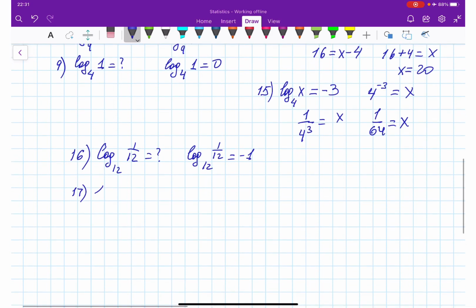17. Log 1 over 36 by base 6. So how much is it going to be equal? In this case, to get 36, I have to raise 6 to power 2, right? But to get 1 over 36, I have to raise to power negative 2, correct? And then I will get 1 over 36.